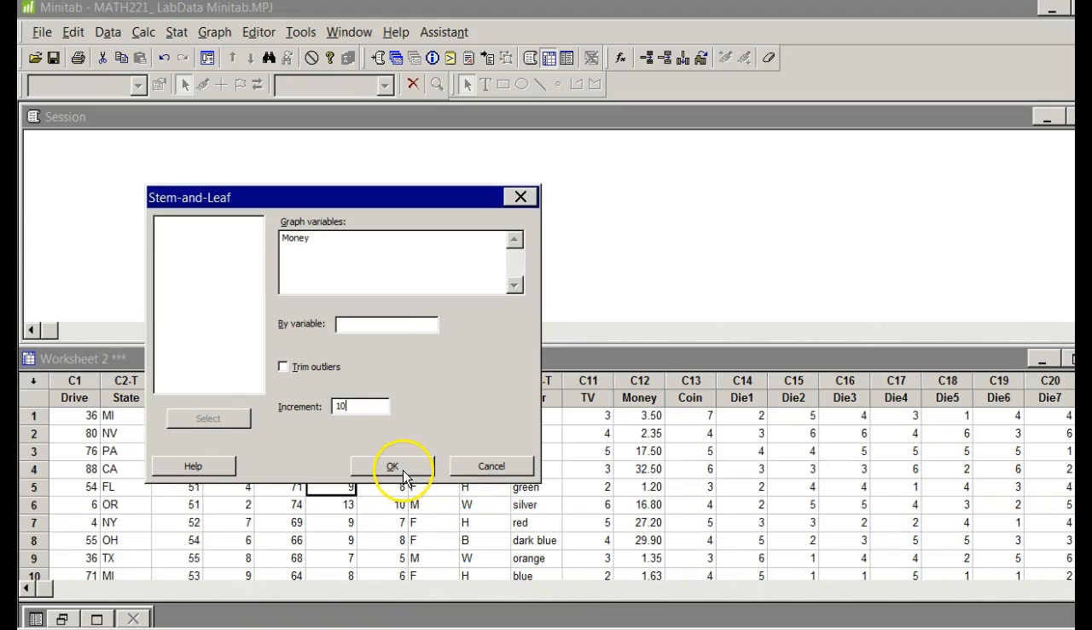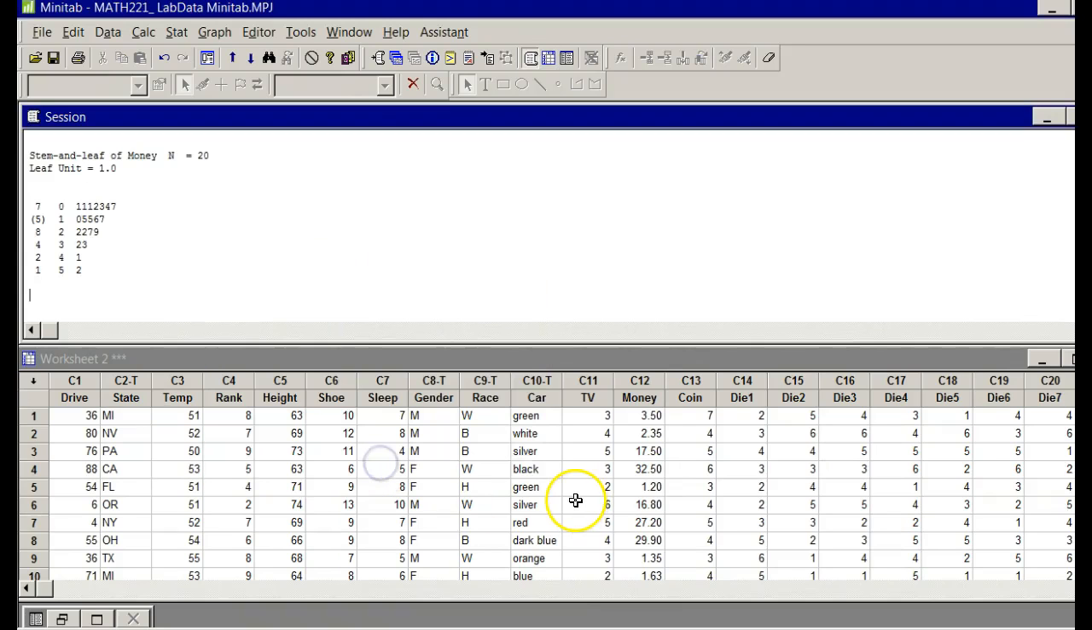All I do here is put in, all right, the money is what I'm looking at. Increment is 10. Click OK. Boom.